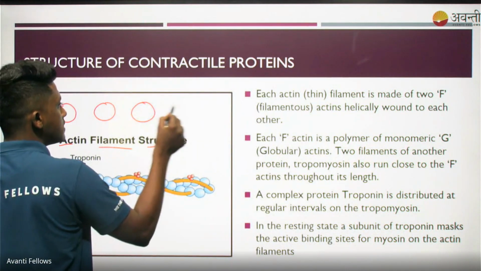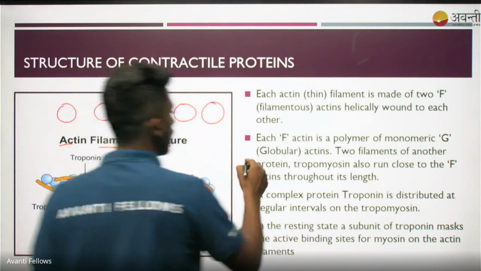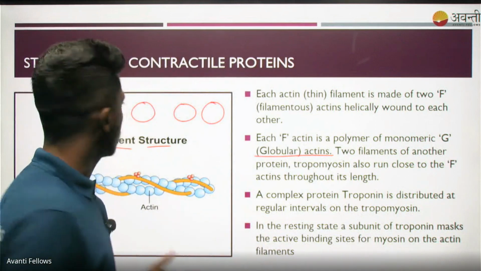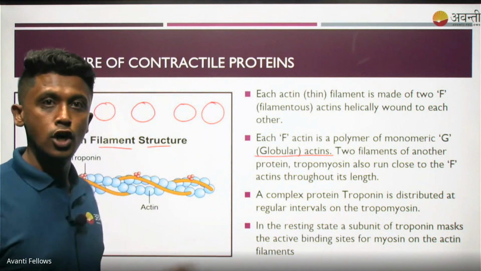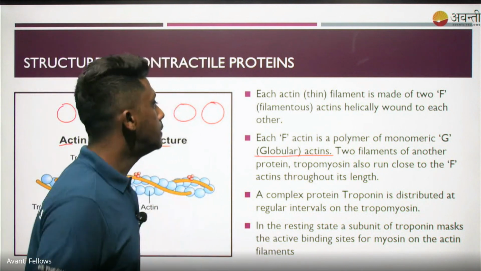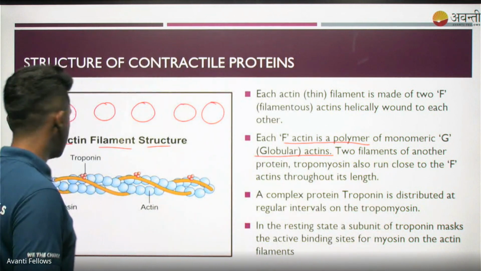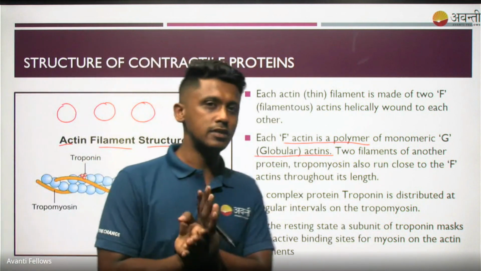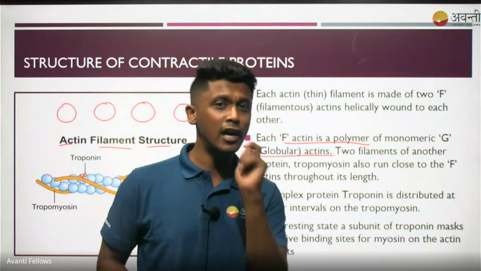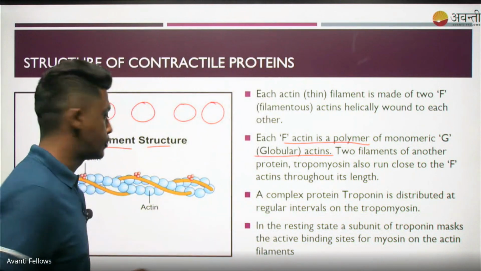These actin monomers are called globular actin monomers, or monomeric G-actin. On activation, these monomeric G-actins come together. When they come together, they become an F-actin polymer. When they become an F-actin polymer, they arrange themselves in such a manner that they are wound together in a helical fashion. Understood? So once they are held together in a helical fashion, what happens?